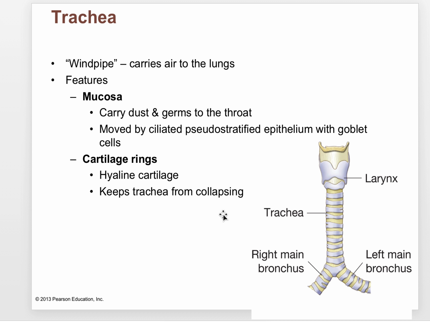Now moving on down to the trachea. The trachea, also known as the windpipe, carries air to the lungs. Inside, it is lined by mucosa, which is made of ciliated pseudostratified epithelium with goblet cells that create mucus. And there are cartilage rings made of hyaline cartilage, and the cartilage rings' purpose is to keep the trachea from collapsing. Without the cartilage rings, the trachea would be soft, and when air flows through it, it could collapse. The cartilage on the trachea maintains an open airway.